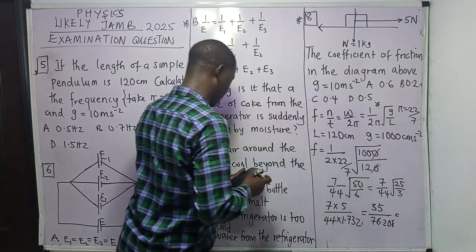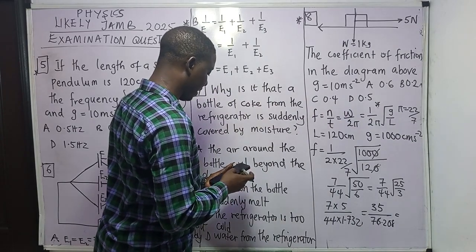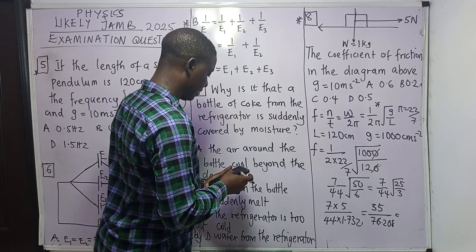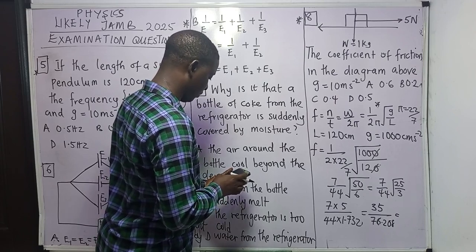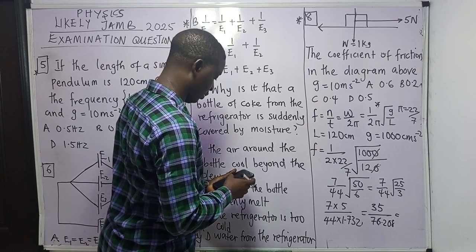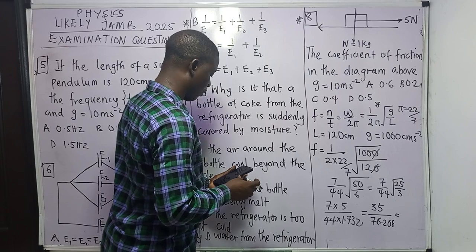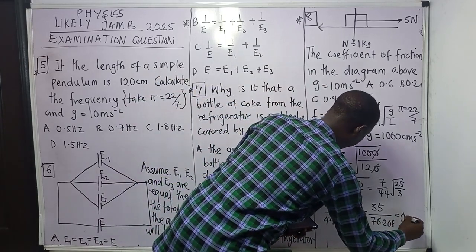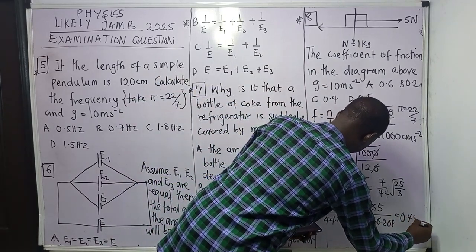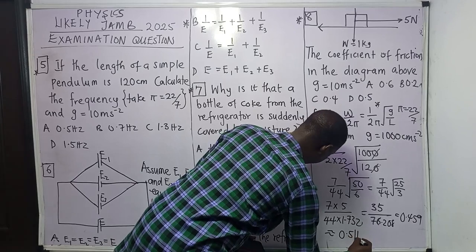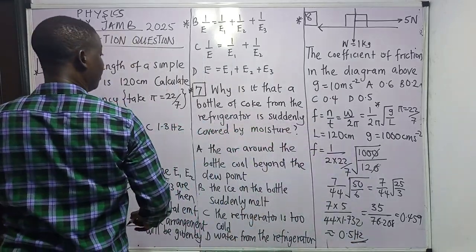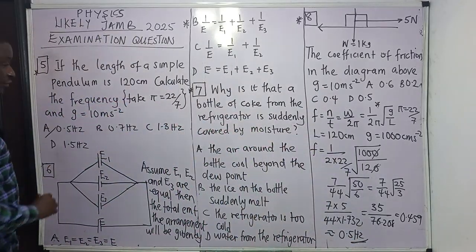So what we are going to have now is 35 divided by 76.208. So I want to have it as 0.459. So approximately I would have 0.5 hertz as our answer. So that is number 1 for you.